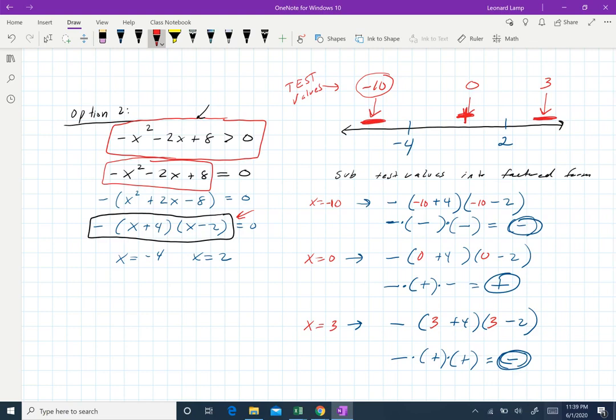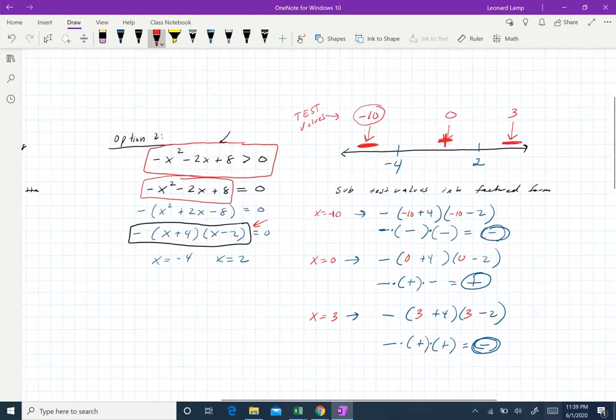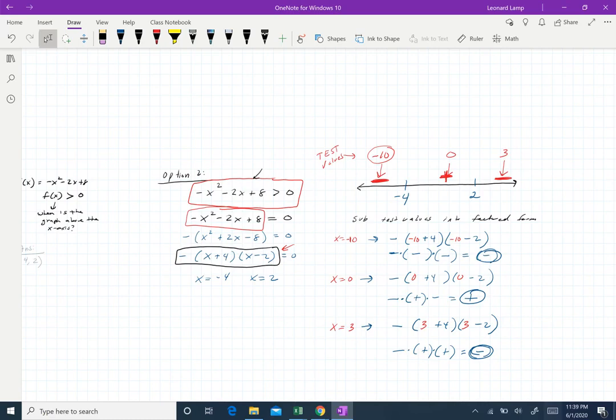Okay, so what do these negatives and positives represent? What I'm saying is that for any y value, when I come up with these test values, I picked an x value between these numbers. So let me tell you what this negative represents. When I put a big negative there, I'm saying every single y value from negative infinity up to negative 4 is negative, meaning below the x-axis. Every single y value between negative 4 and 2 is positive, meaning above the x-axis. And then again, from 2 to infinity, below the x-axis.